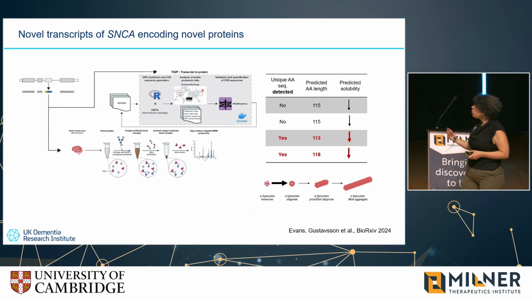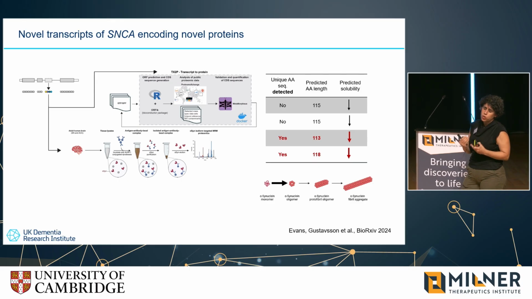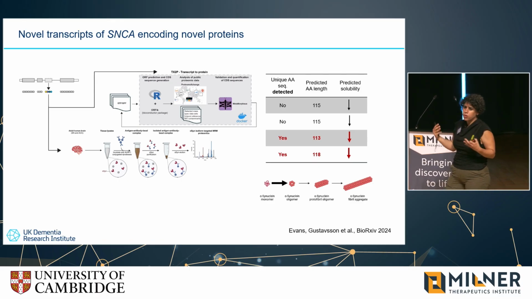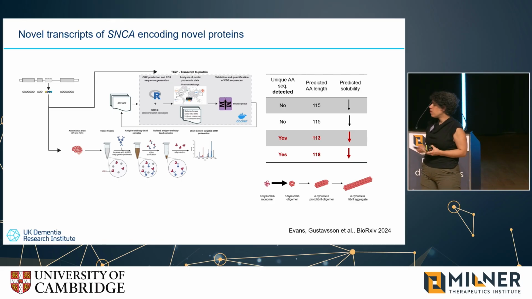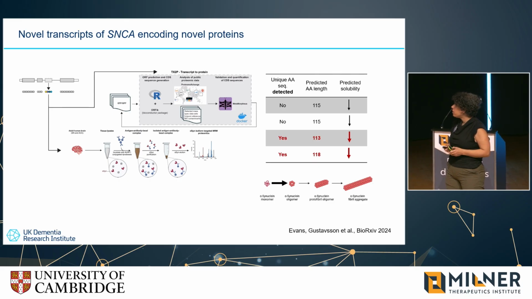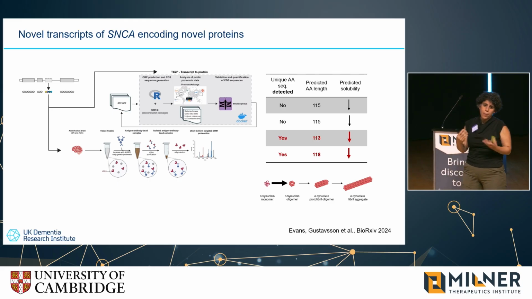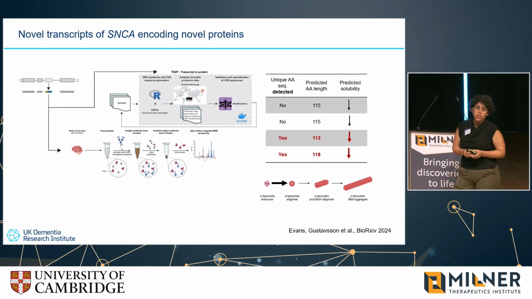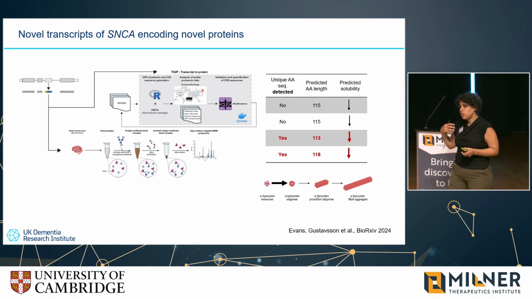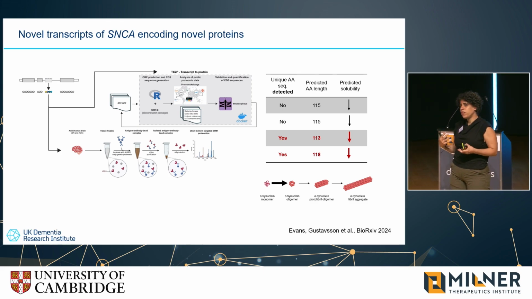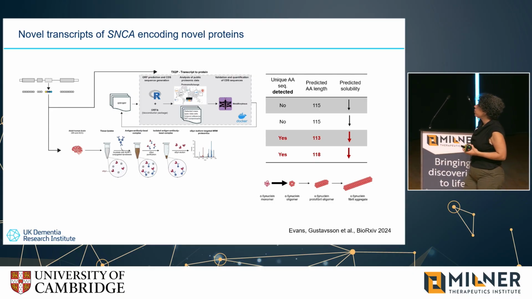So these novel transcripts of SNCA that encode novel proteins, we looked for them in two different ways. I'm not going to go through them in detail because I'm going to focus more on the ASO component of this. But we created a pipeline where we didn't generate our own mass spec data, but simply searched public data. The software to do this went on bioRxiv about 2 days ago, and we call it transcript to protein.